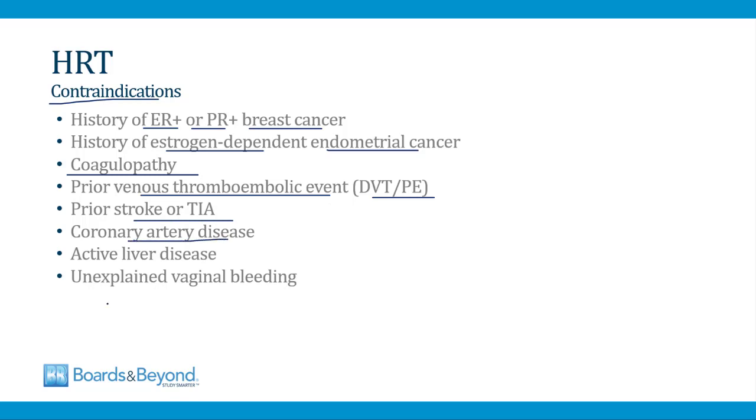And then these hormones are metabolized by the liver, so HRT is usually avoided in women who have active liver disease, and it's also avoided in women who have unexplained vaginal bleeding because the estrogen component can cause vaginal bleeding, so you don't want to give HRT to any woman who has vaginal bleeding that you haven't yet worked up and identified the cause for.